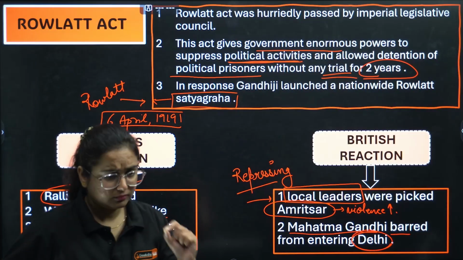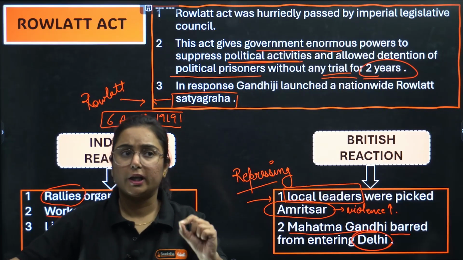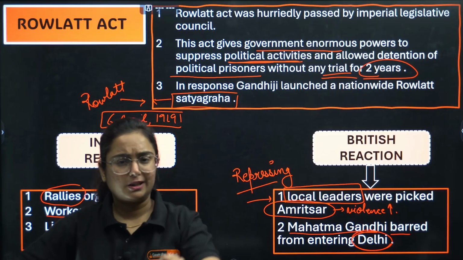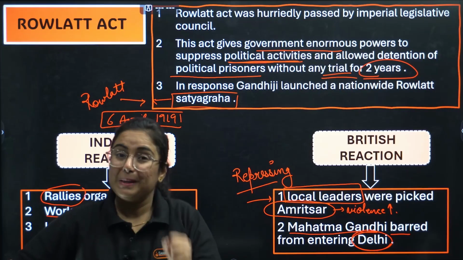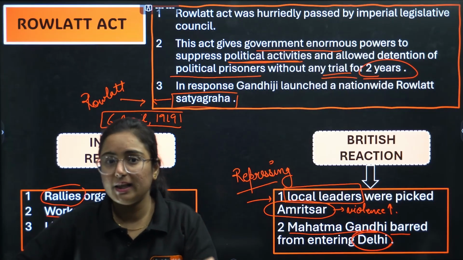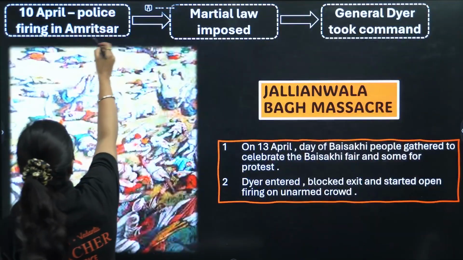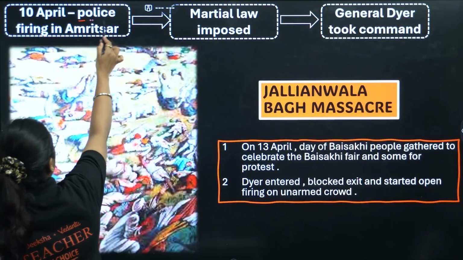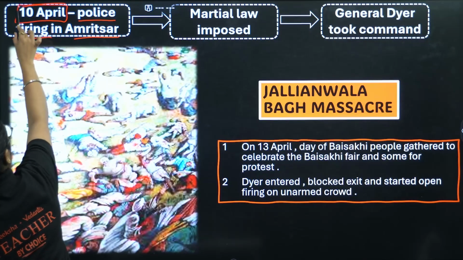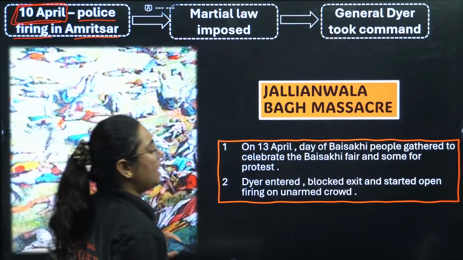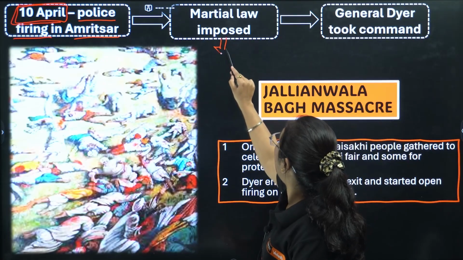Now see, the local leaders arrested in Amritsar particularly were Dr. Satyapal and Saifuddin Kitchlew, and people got agitated. When people get agitated, there was an increase in violence. In response to this violence, they did police firing in Amritsar on 10th of April. See how they are responding. They did police firing in Amritsar on 10th of April and imposed martial law over there.